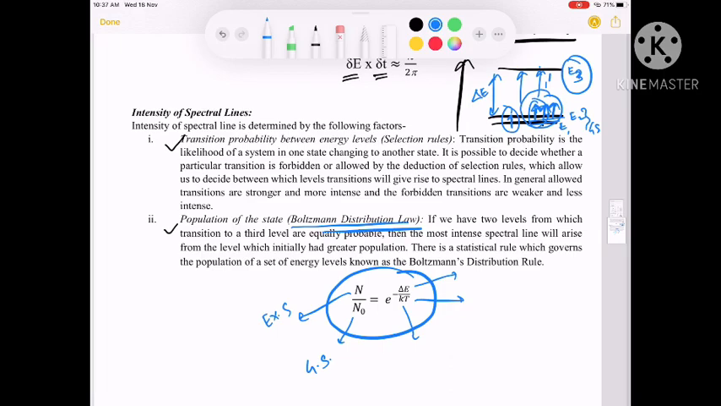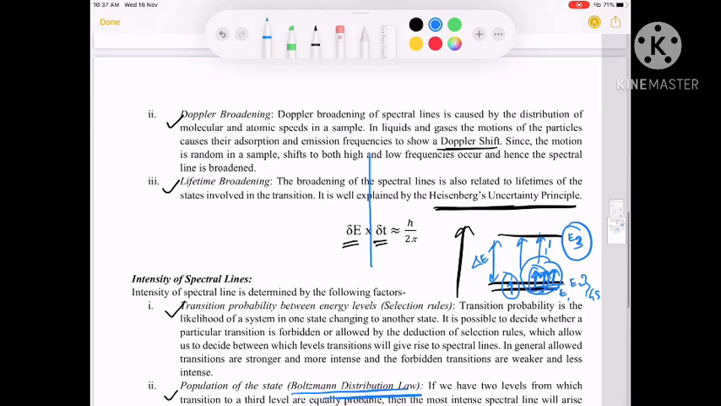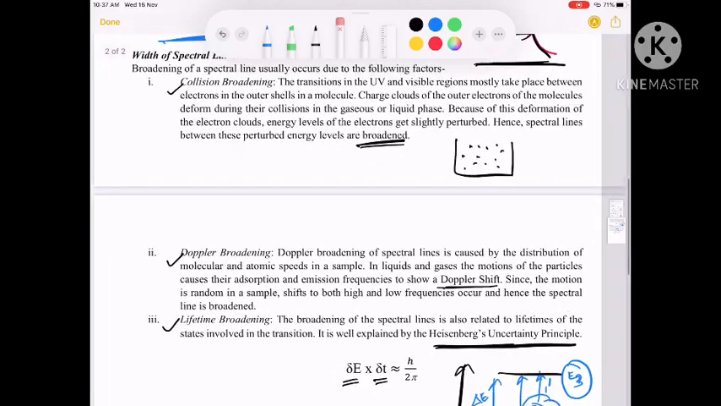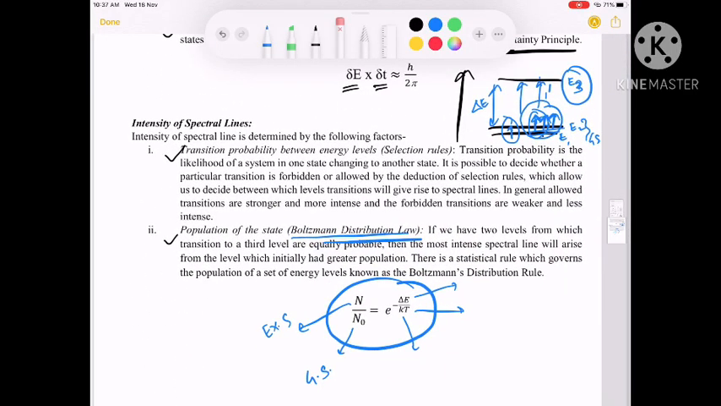These are the selection rules that you have to remember. We have three rules for broadening of the spectra and two rules for intensity of the spectrum. This is important for you, so just read it once.